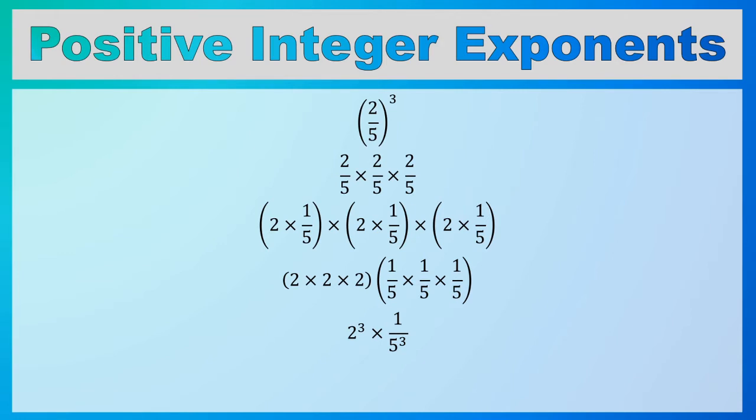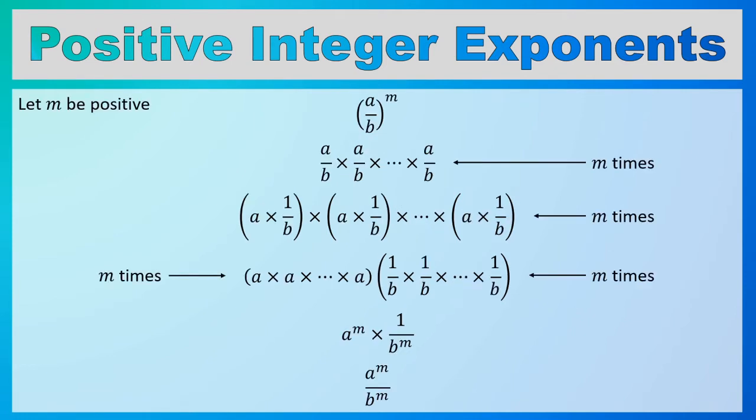Also, based on how you multiply fractions, which is you multiply both the numerators and denominators, 1/5 times 1/5 times 1/5 would be equal to 1 times 1 times 1 over 5 times 5 times 5, which would be 1 cubed over 5 cubed, which is equal to 1 over 5 cubed. And then you get 2 cubed over 5 cubed. And you can do likewise with variables.